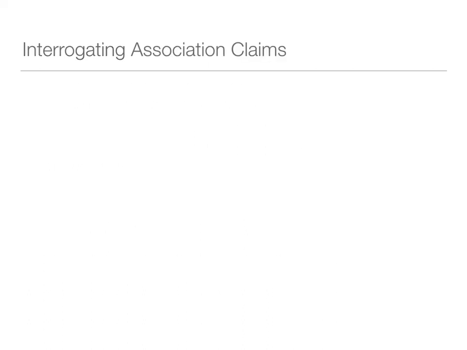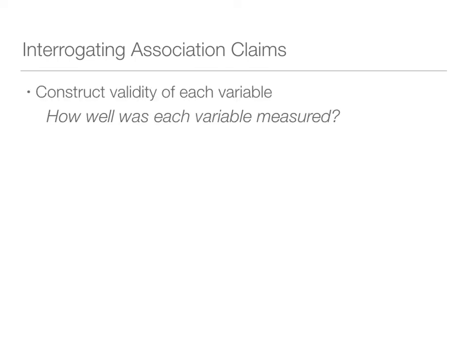Association claims. Again, this is all what we're doing when we're reading the literature. How well were each of these variables measured? We're looking at two or more variables here. Did we measure what we sought out to measure? Did we do a good job of making that measurement? Did we define it properly? Do we have an operational definition that is consistent with what we're actually trying to measure? Is it reflective of the thing that we're interested in?